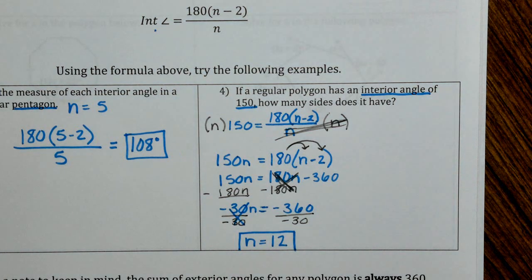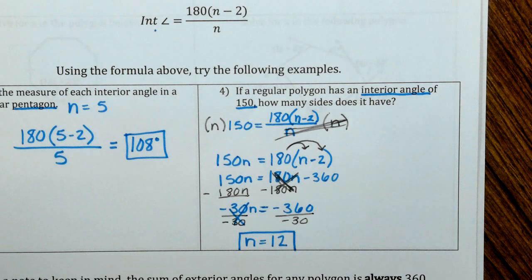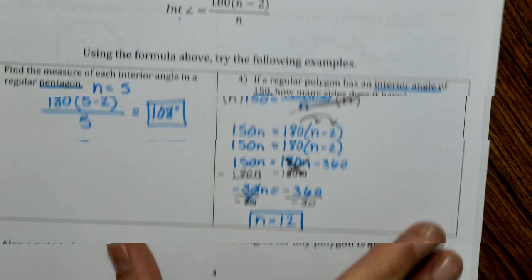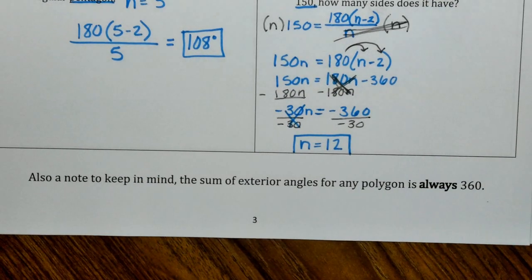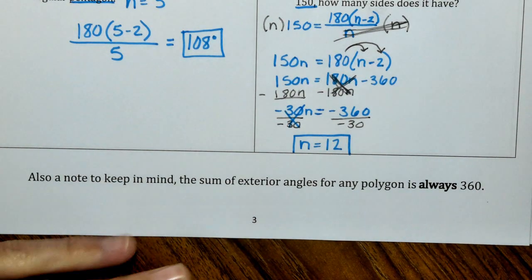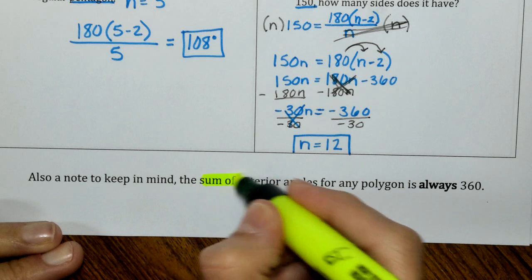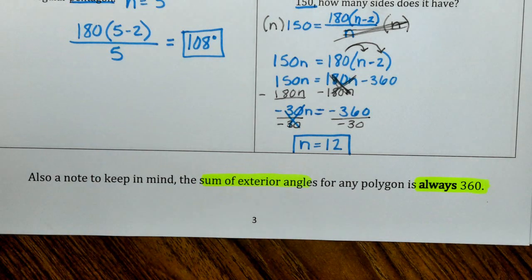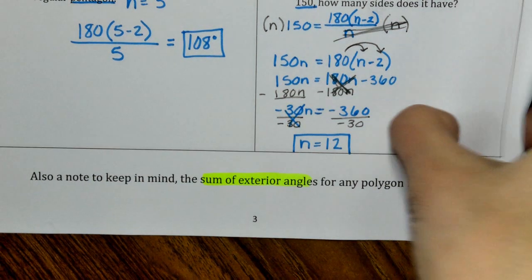Okay? Another thing we need to talk about is exterior angles. The sum of exterior angles of polygons is always going to be 360, and we'll see this around. We need to remember that. Let's go ahead and take a look at our additional examples that are on the last page of these notes here.